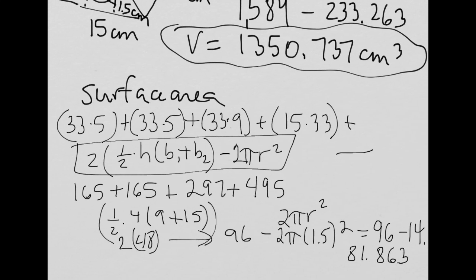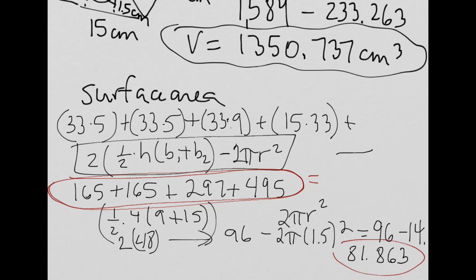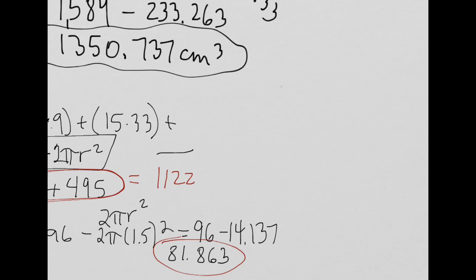So I have the answer, let's see, up here. Let me just circle it in red. Those are those rectangular pieces. So I have to add those up, and I'm going to add it on to the 81.863. Okay, so I get 1,122 plus that 81.863.